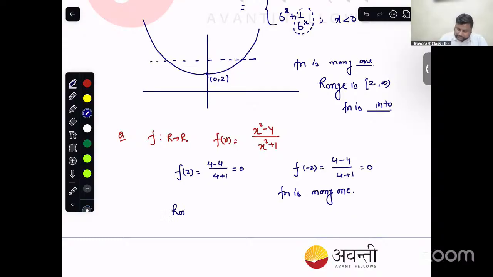Calculating the range is not so necessary for me. What is necessary? Is the range R? The plain answer is no. So since the range is not R, which is equal to its codomain, this function is into. Am I correct?